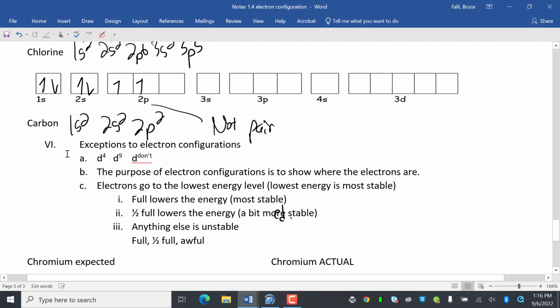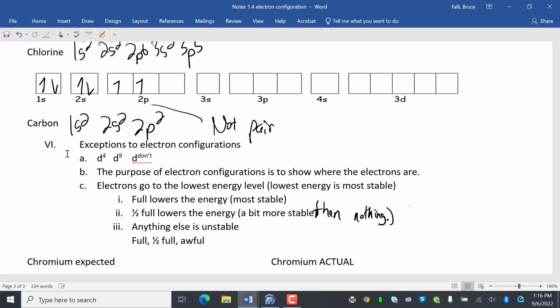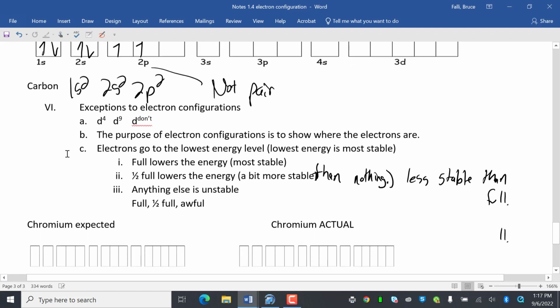Okay. Exceptions to electron configurations. All right, so I remember this as D4, D9, D don't. Okay, so you're never allowed to have D4, you're never allowed to have D9, so the D don't is kind of fun. Purpose of electron configuration is to show where the electrons are. Electrons go to the lowest energy level. Remember, lowest energy would be most stable. Full lowers the energy, that's the most stable. Half full lowers the energy a bit, more stable than nothing. And less stable than full. Okay. Anything else is unstable. So I remember it's full, half full, awful.